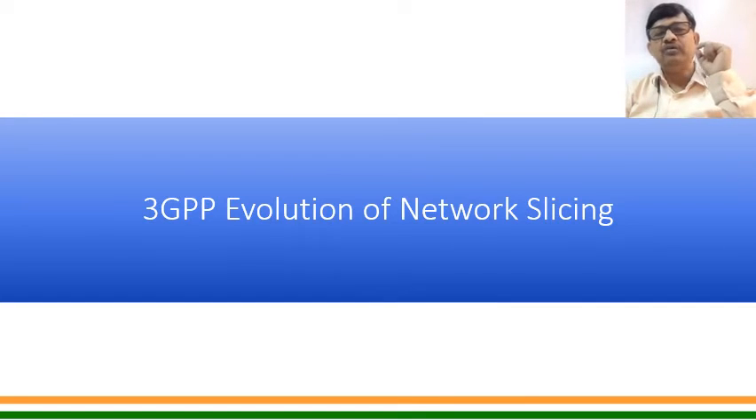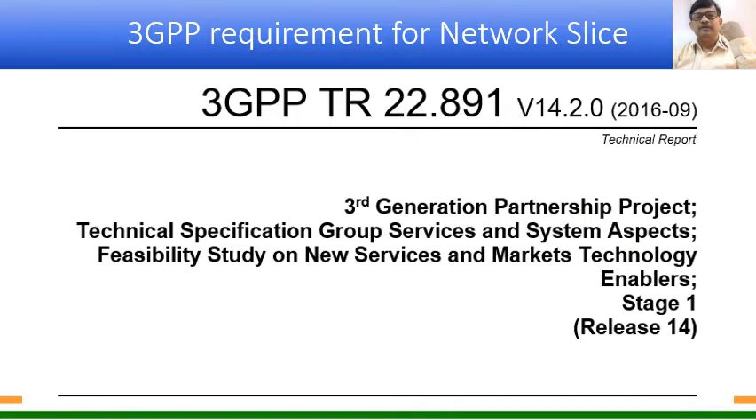Now let us look at how network slicing has evolved in 3GPP, the Third Generation Partnership Project. 3GPP is a sort of de facto SDO, standards developing organization, whose technologies are approved by ITU as 5G or earlier as 4G. So let us have a look at it. 3GPP has release versions. For example, 4G started with release 8, 5G started with release 15.